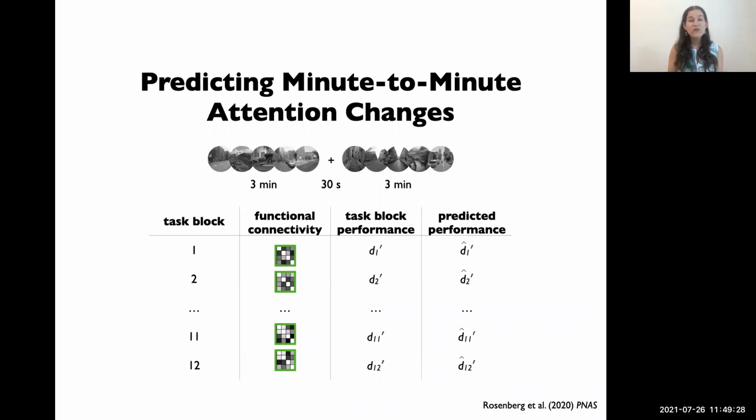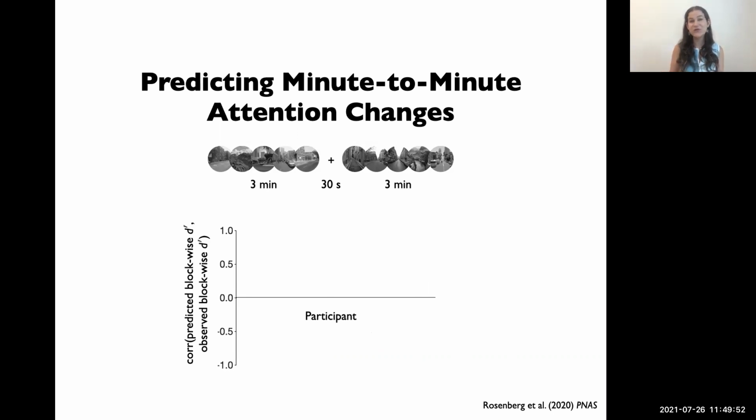Now we know that in these data, functional connectivity captures a person's overall task performance, but if it's also sensitive to which of their task blocks were better and which were worse, right, which they struggled to perform well in, we should see a high positive correlation between predicted block performance and actual block performance. So that's what I'm showing you here.